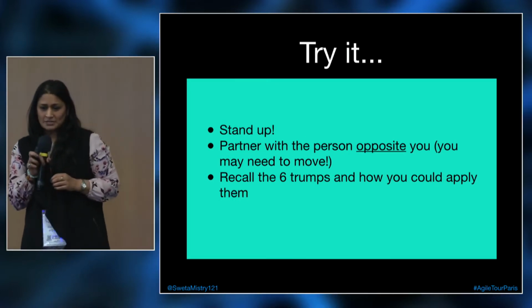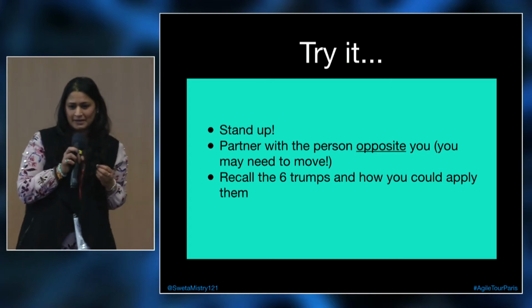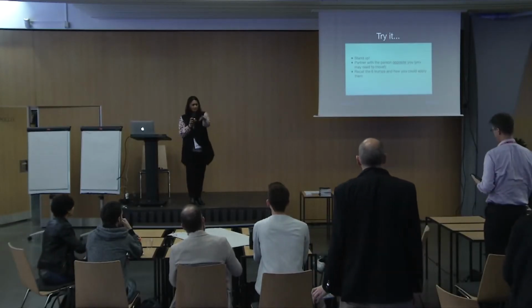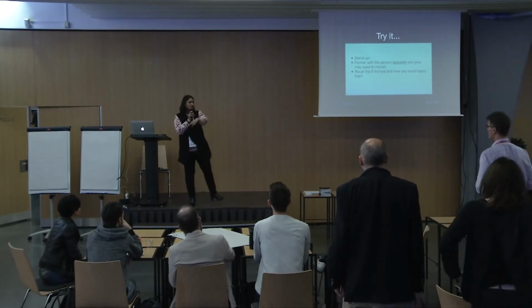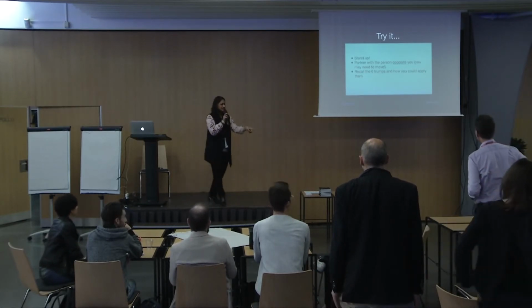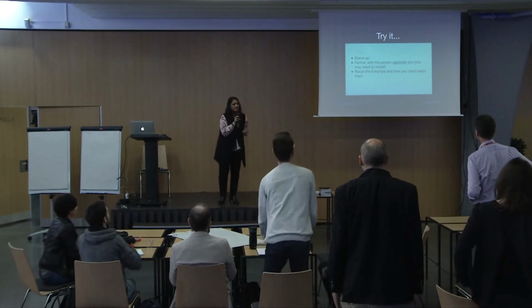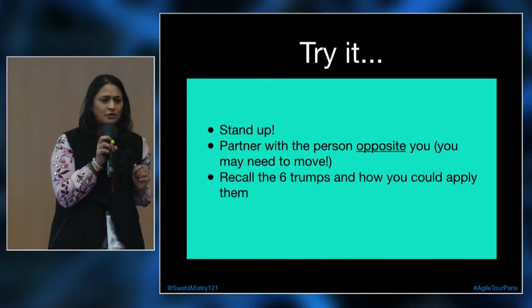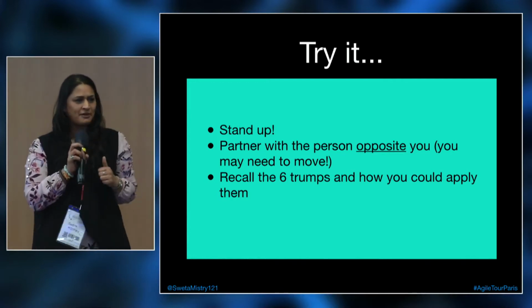I am going to have you stand up, so we're going to have some movement. Find the person opposite you, or if it's hard to find someone different on the same table, find someone on the other table. And just for a few minutes, talk to them and find out what the 6 trumps were. Let's see if you can record those 6 trumps. So let's move around a little bit, find a new partner.